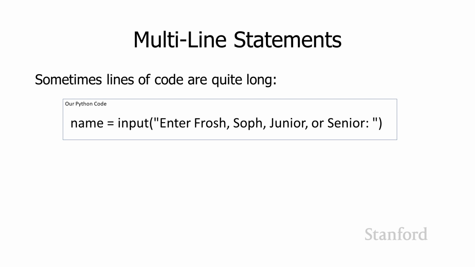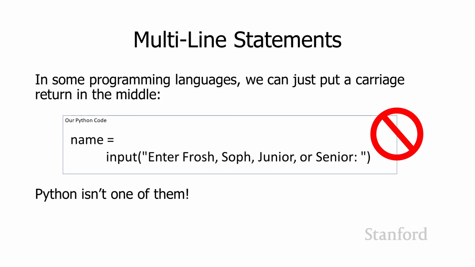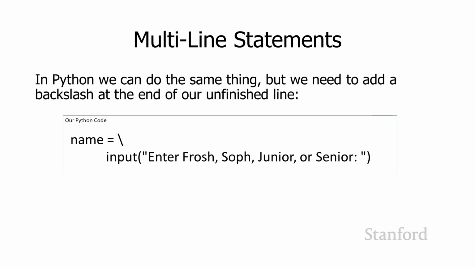Sometimes you have a line of code that's just too long to fit on a single line comfortably. In some languages, you can just split across the line, put a carriage return in the middle, and the language interpreter should figure this out. It turns out this does not work in Python. If you take name equals and put in a carriage return there, and then follow it on the next line with input, this is going to cause an error when you try and load it. So that's no good.